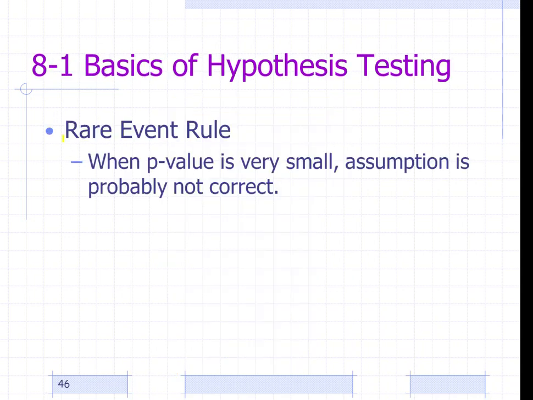We're going to deal with the rare event rule. That means that when we look at the p-value of something happening, if that probability is very, very small if our assumption is true, then our assumption is probably not correct. Okay? So here's a hypothetical assumption. I think dogs have 3 legs. So I'm going to go out and find a sample of dogs, a simple random sample, and I'm going to find what proportion have 3 legs.